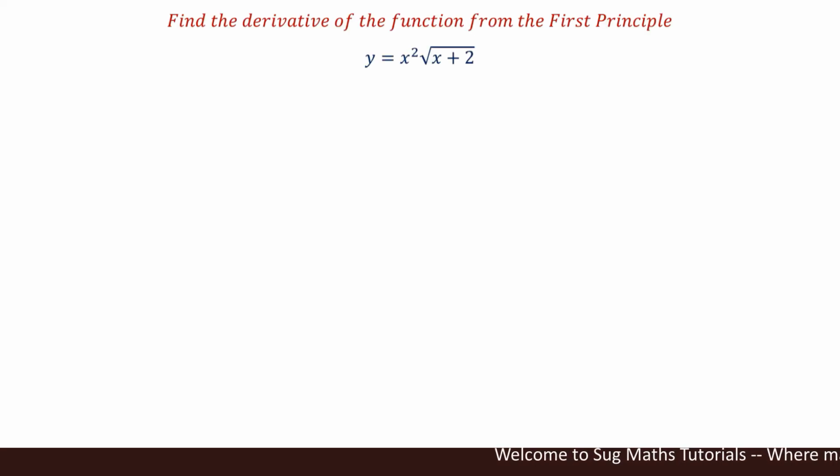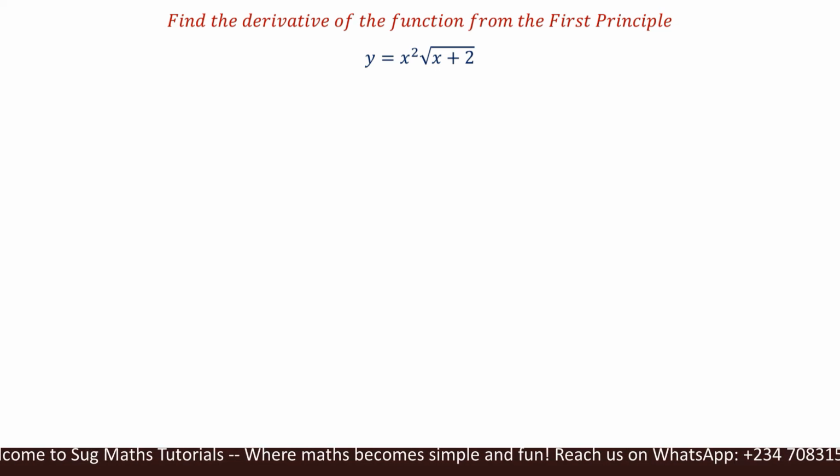Today, let's take a look at derivatives from the first principle. Okay, derivatives from the first principle. Let's take a look at this question. We are asked to find the derivative of this function using the first principle. Here we have y is equal to x squared square root of x plus 2. We are asked to find the derivative of this function y is equal to x squared square root of x plus 2. Now let's go.